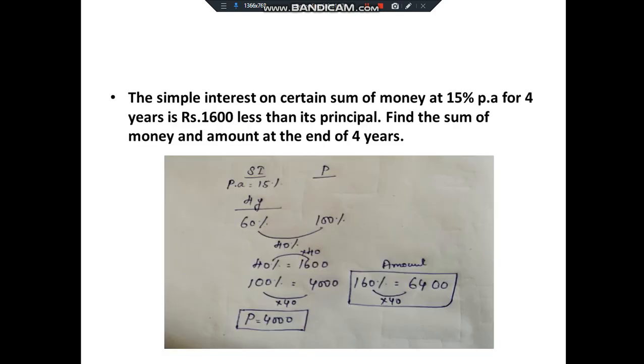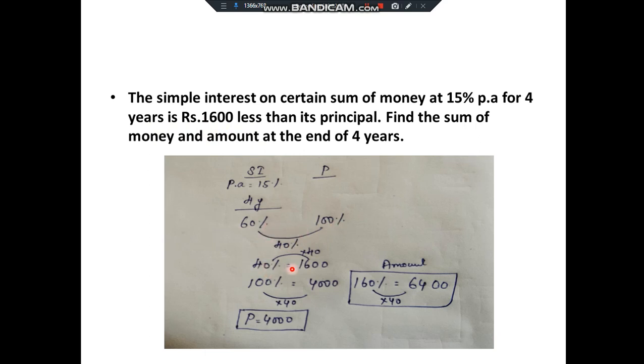Okay, so the rate of interest per annum they have given us is 15%, and the number of years is 4 years. So for 1 year it is 15%, means for 4 years it would be 15 into 4, which is 60%. Now listen to the question carefully. Simple interest is 1600 less than principal. Simple interest is 60% and principal we'll usually consider as 100%, right? So principal minus simple interest is equal to 1600. So in percentage also, principal minus simple interest is 40%.